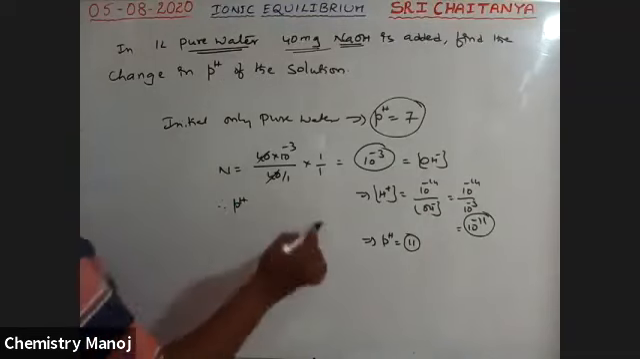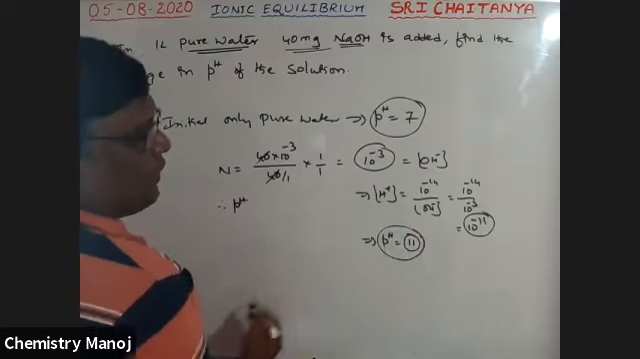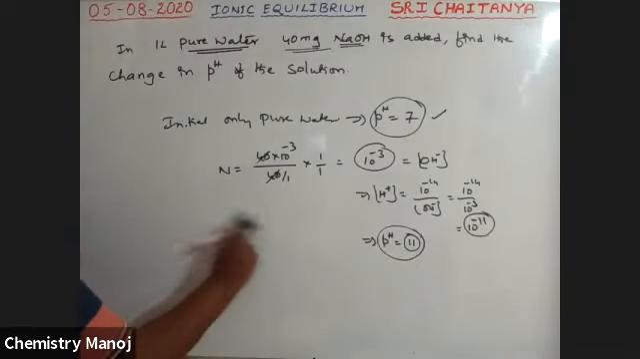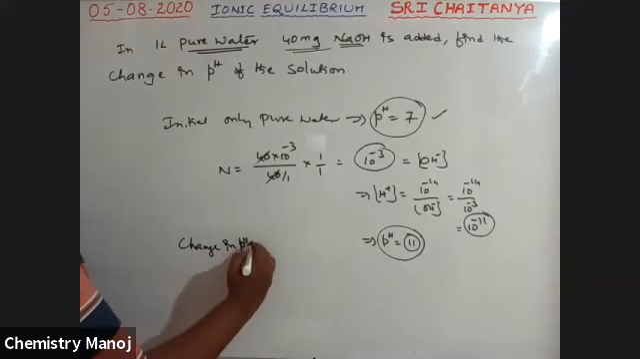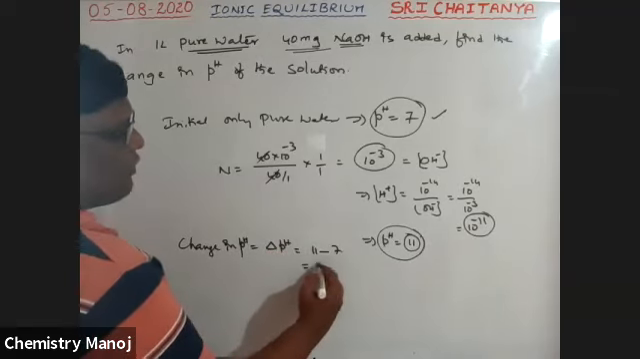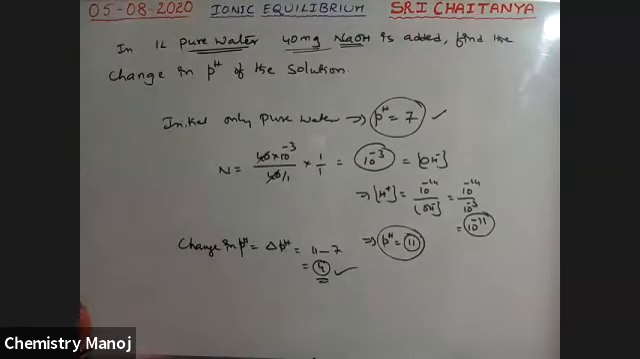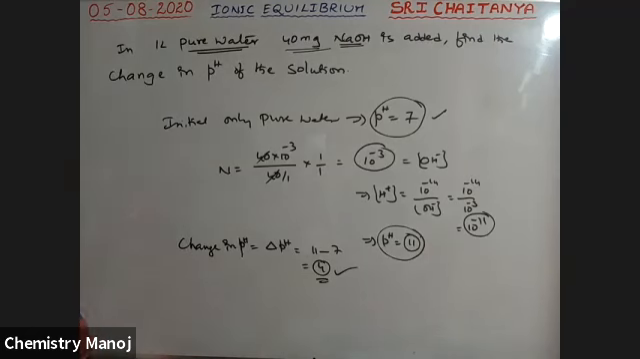That means during this NaOH addition, pH becomes 11. Initially it was 7, now it is 11. Therefore, change in pH, that is the delta pH, is final value minus initial value. 4 is the answer. Yes, 4, final answer. It is the change in pH value.